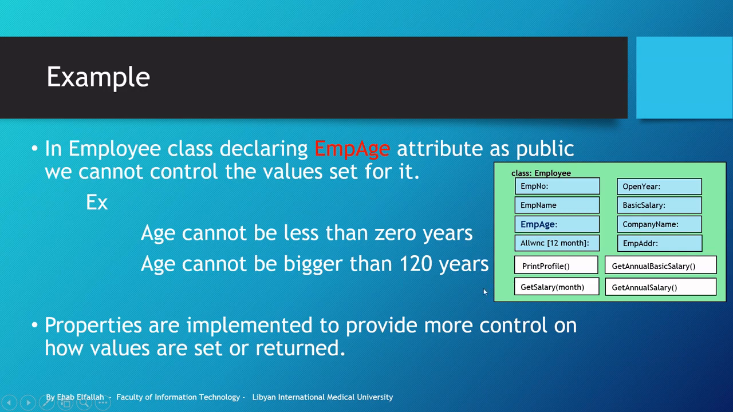By using properties. Properties are implemented to provide more control over how values are set or returned from the class. For example, if the user assigns a value outside this range, we can notify the user that this is wrong, that they have to reassign the value, and that we didn't accept it. So how do we do that? By using properties.